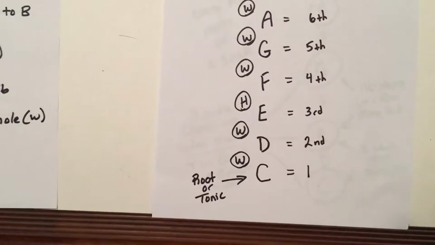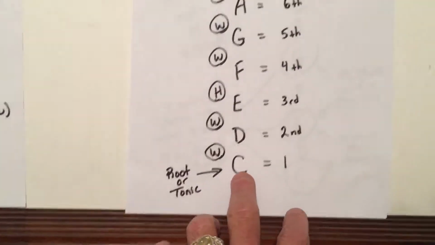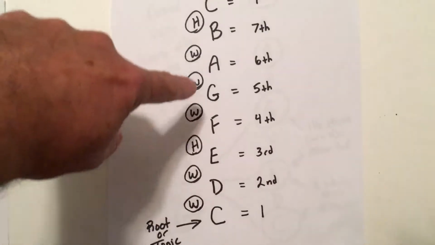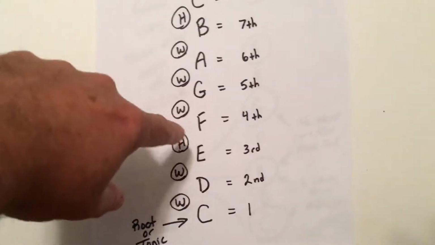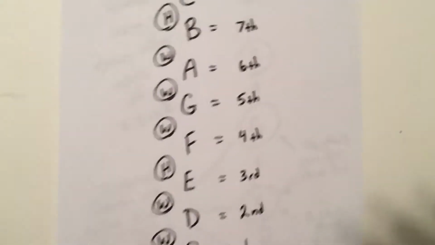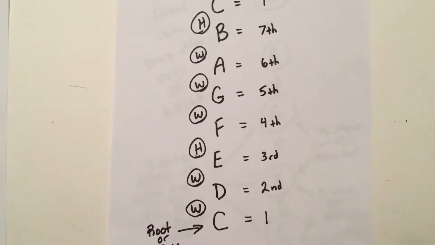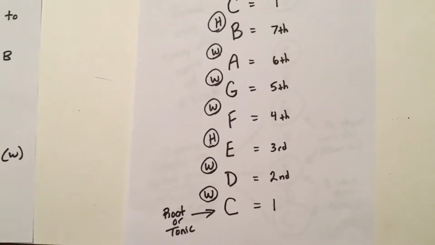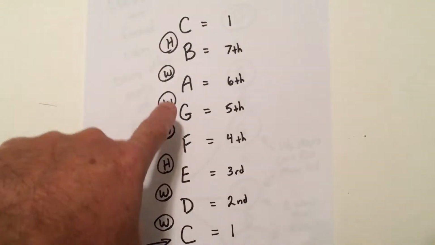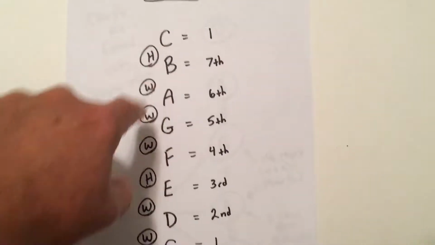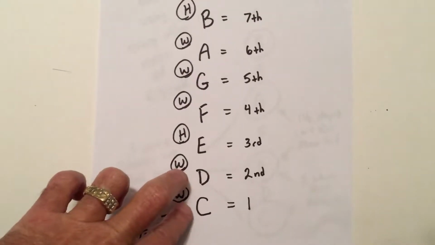Of course, the bottom of the scale is called the root or the tonic, and each one of these scale degrees has a fancy name: the supertonic, the submediant, the subdominant, so forth and so on. We don't need to know any of those. For our purposes, we're just going to simply refer to the notes in numbers. The first note of the scale, the second, the third, the fourth, the fifth, the sixth, the seventh, and the 8th.